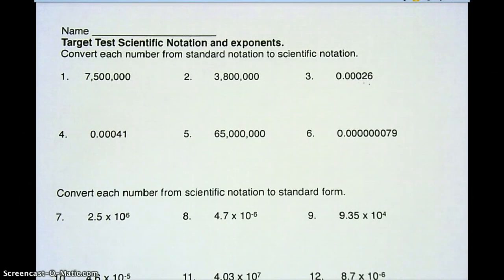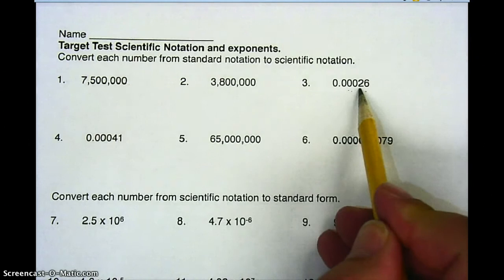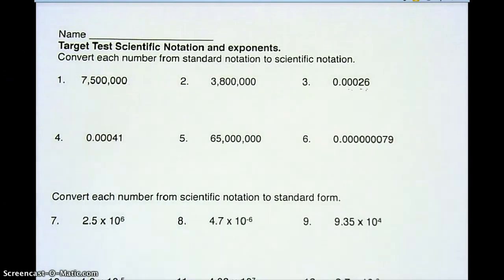3,800,000, and if I look at this, this is my tenths place, my hundredths, my thousandths, my 10,000ths, and my 100,000ths. So I would say that as 2,600,000ths. Those are all numbers that would be great to use scientific notation for. What I'm doing in the top half is I'm converting numbers from standard notation to scientific notation.